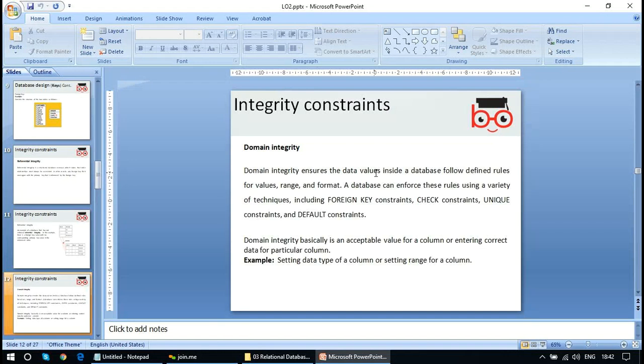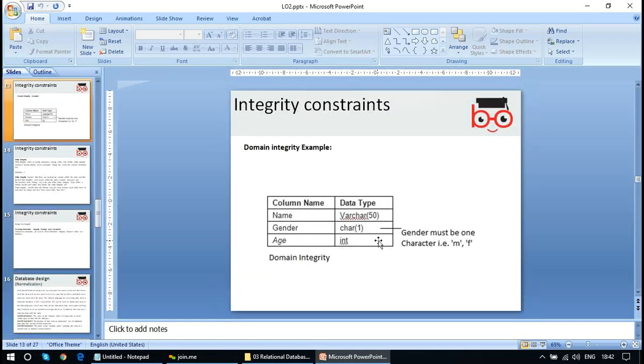Next is the domain integrity. Domain is basically the range of values, explained in advance for particular values. For example, the column name is name and its data type is varchar 50, while gender must be one character, i.e. male or female. So the name is 50 characters, and gender is, let's say, one character only.